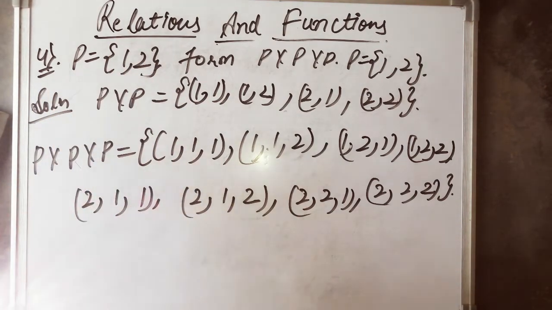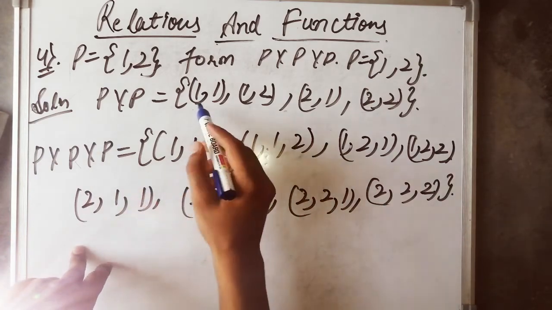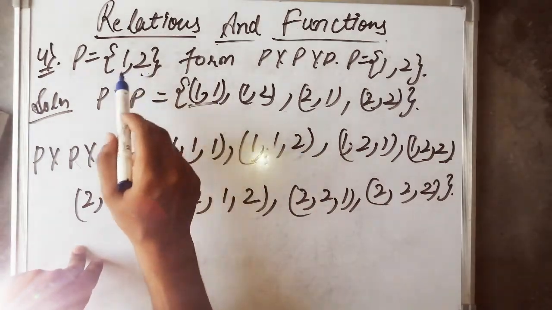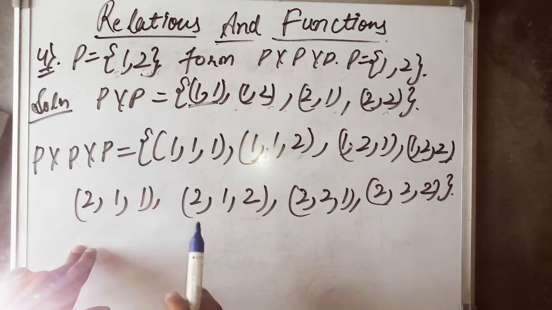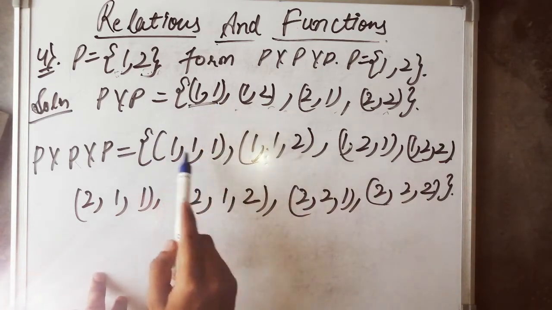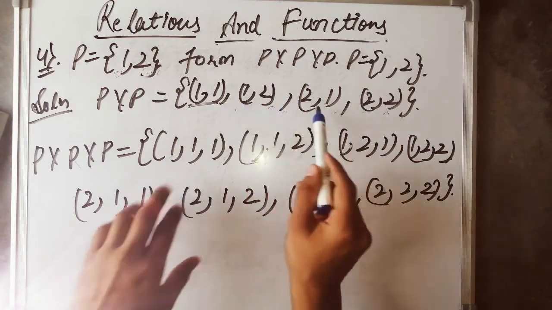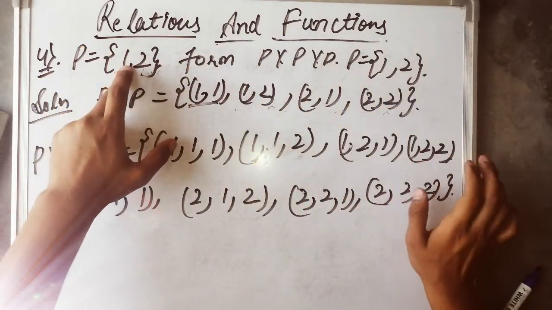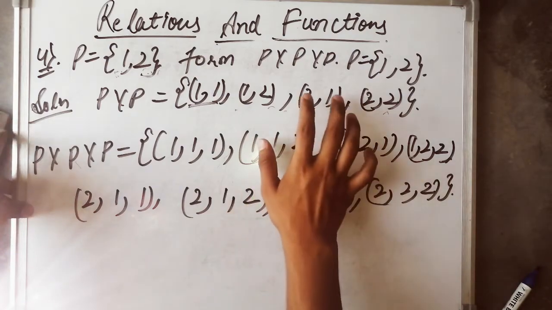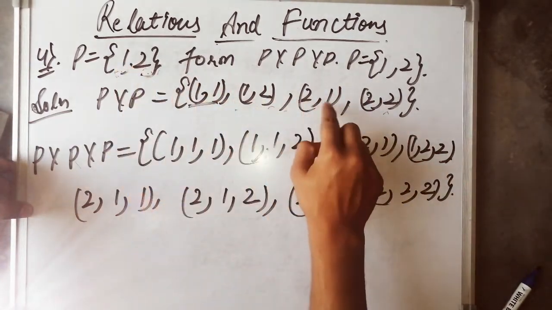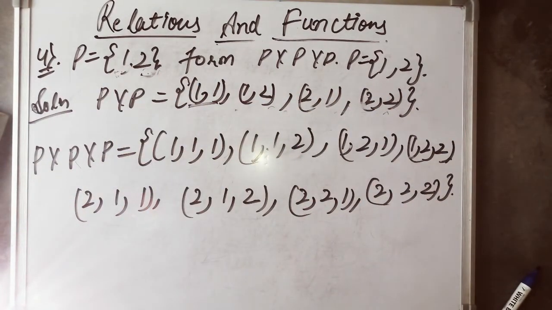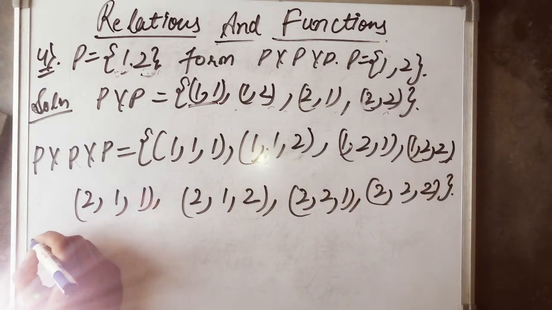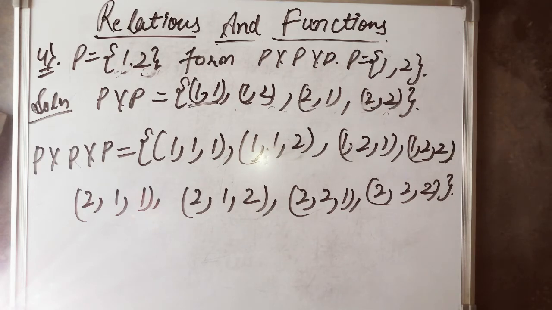Okay, now let's verify it. First we have multiplied (1,1) with {1, 2}, then (1,2) with {1, 2}, (2,1) with {1, 2}, (2,2) with {1, 2}. Okay, now let's check: (1,1,1), (1,1,2), (1,2,1), (1,2,2), (2,1,1), (2,1,2), (2,2,1), (2,2,2). Okay, it's correct. Now let's have a look at the sixth example, but before that pause the video to note it down.